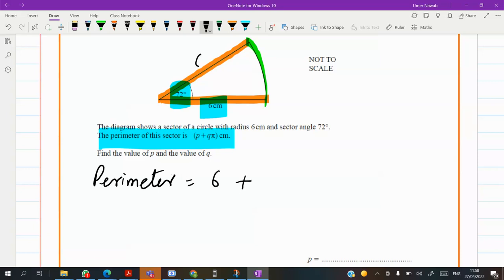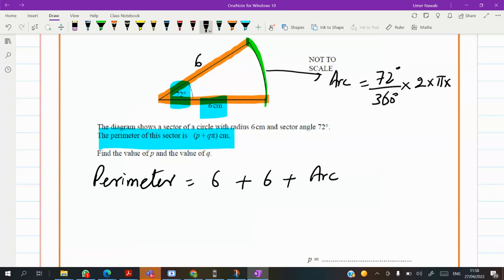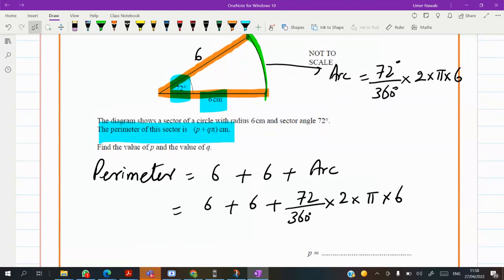Radius plus arc. And you remember what this arc length is? It is 72 divided by 360 times 2 pi r, the circumference. So 6 plus 6 plus 72 over 360 times 2 times pi times 6, and then you can get the final answer.